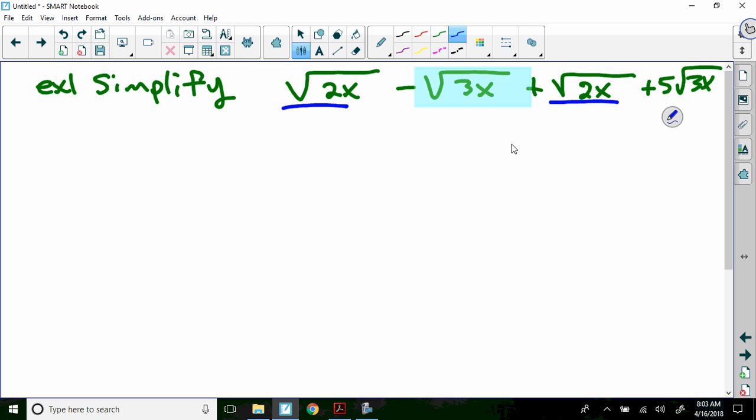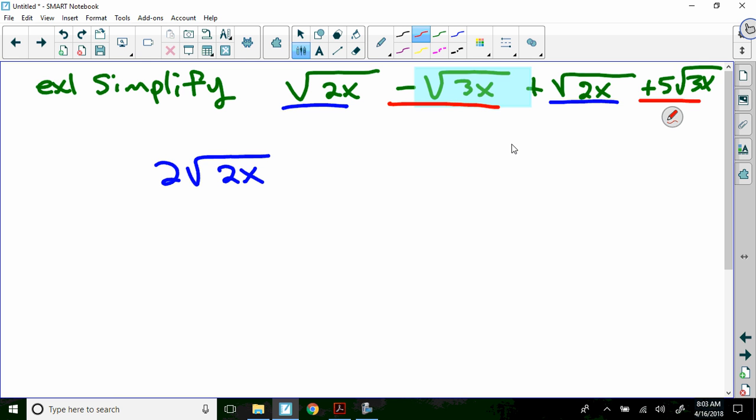So it's as if we have one red bicycle and we have another red bicycle. If we have one red bicycle and another red bicycle, then what do we end up with? 2 red bicycles, but our red bicycles are represented by the quantity rad 2x. Maybe I should have said blue bicycle since I used blue marker. It's kind of confusing. All right, so let's look at the next terms then. Minus rad 3x and plus 5 rad 3x. Are those like terms? They are.